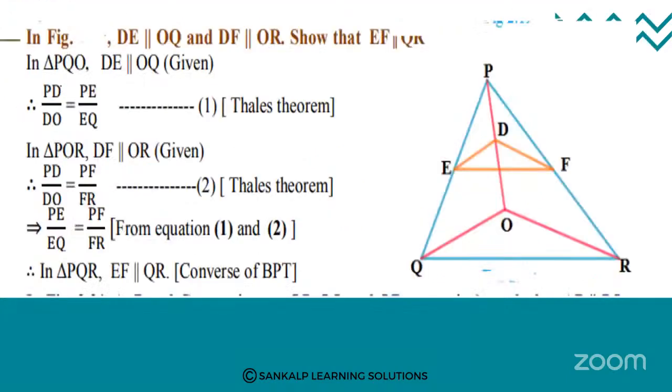Now, in the figure, DE is parallel to OQ and DF is parallel to OR. DE is parallel to OQ. See, observe carefully. DE is parallel to OQ and DF is parallel to OR. Show that EF is parallel to QR. Okay, EF is parallel to QR. Where is EF? Where is QR?